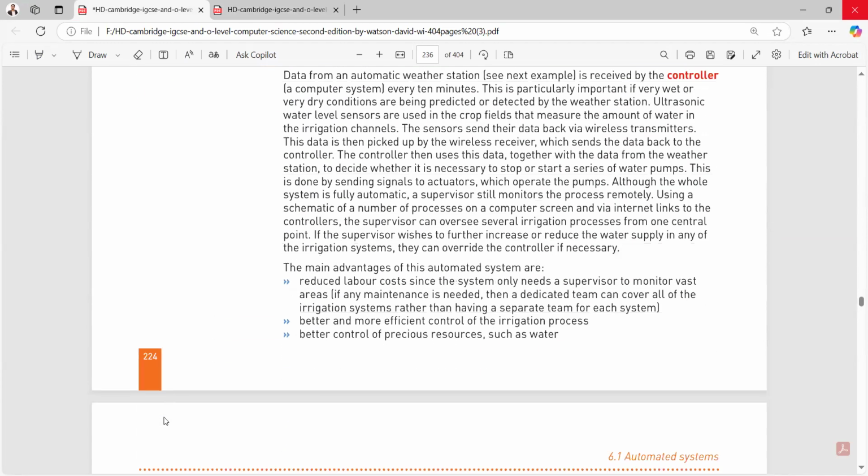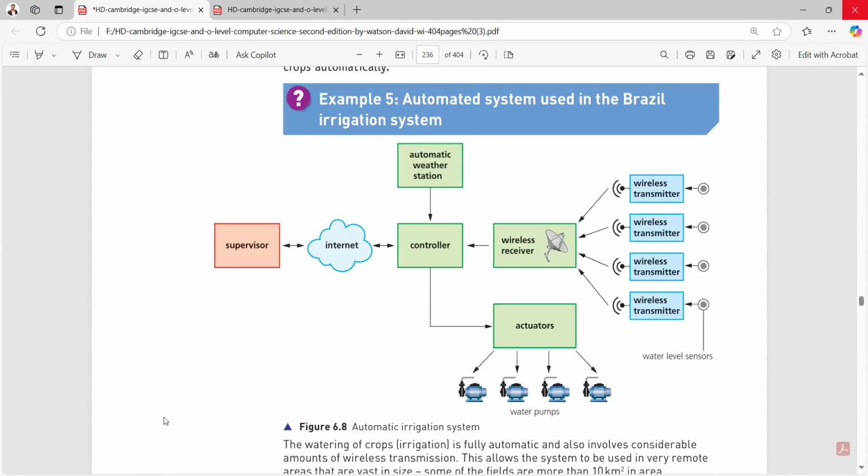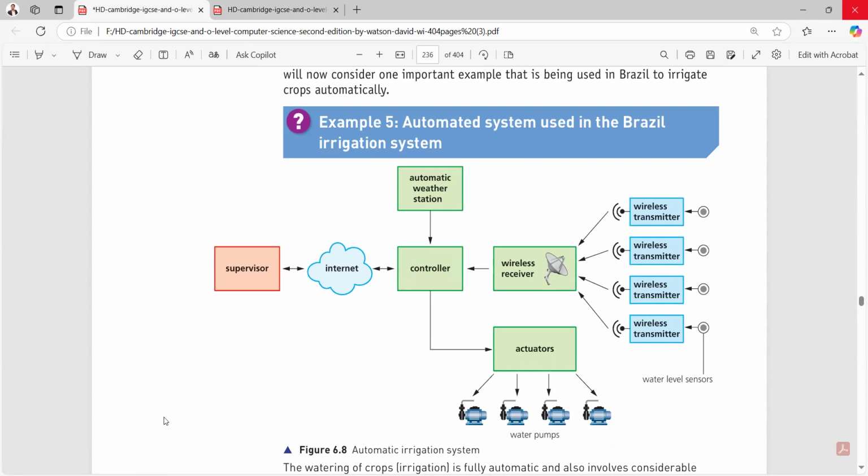After this I have agriculture, and agriculture has the same story. This is its diagram. So can you tell me what is happening in this diagram? Any guesses, any answers? Now in this diagram, you can have a supervisor. It's connected to the internet. The internet is connected to your controllers, which are focused on the automatic weather station.